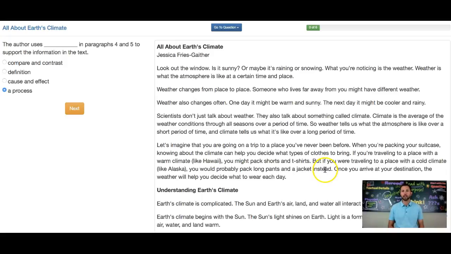and a jacket instead. Okay, so because of this language, here in paragraph 4, and "but" in paragraph 5, and then the comparison to Hawaii and Alaska, and then the comparison of weather and climate, the way the writer, or the author, is helping us understand the information in the text is by using compare and contrast, taking 2 ideas and showing the differences, or showing information through the differences.